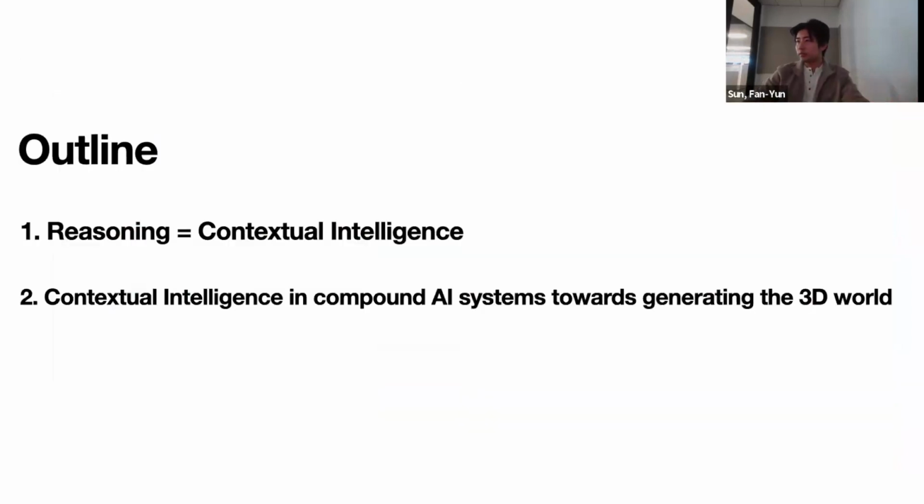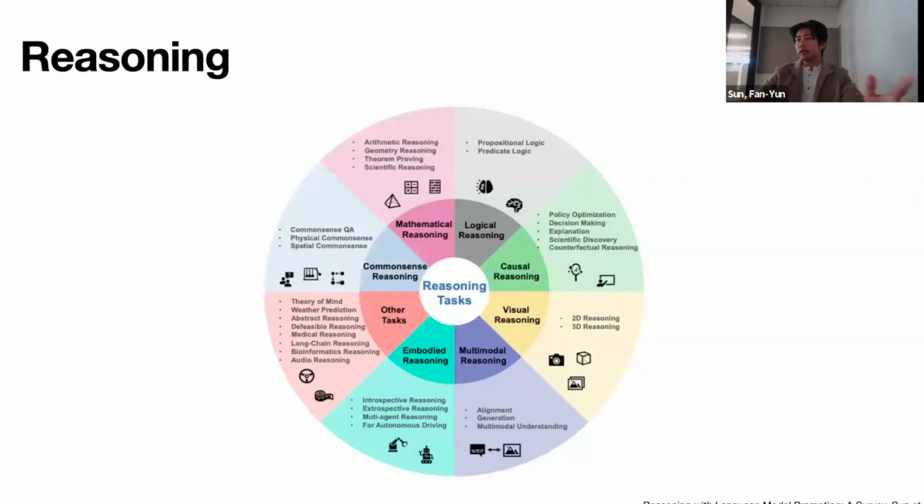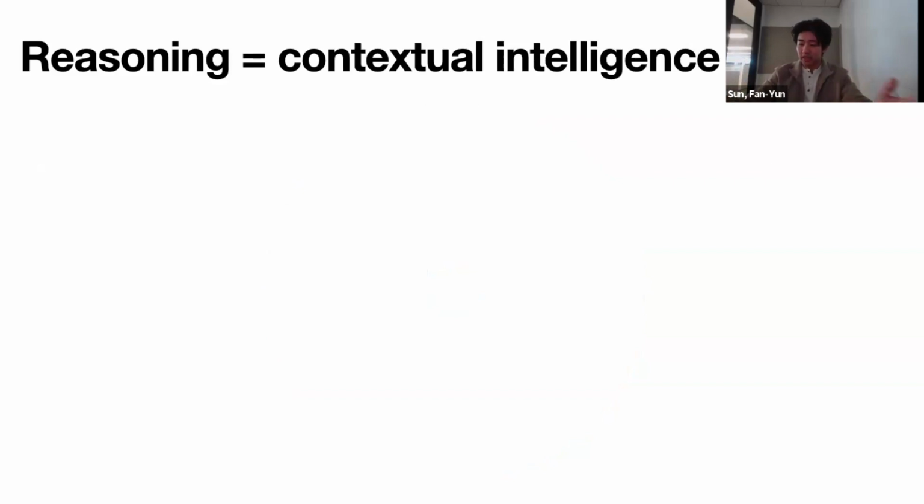This is the outline. I'm going to take a stab at defining reasoning, and then introduce some of my works along the philosophy of this contextual intelligence idea. Reasoning is very popular these days. It's been thrown around on Twitter, but there are so many types of reasoning, right? Common sense reasoning, mathematical reasoning. Can we come up with a domain agnostic way to define this? I think the answer to that is contextual intelligence.